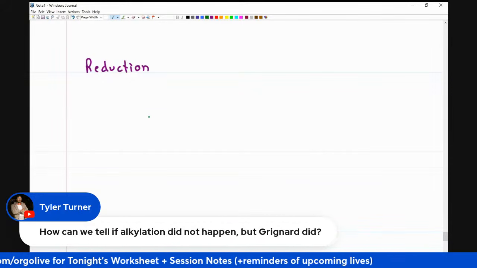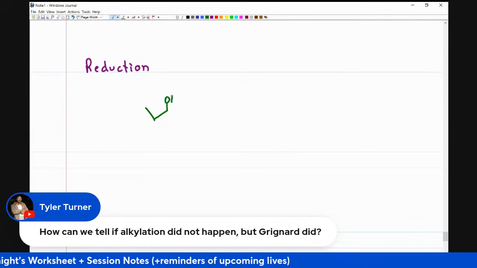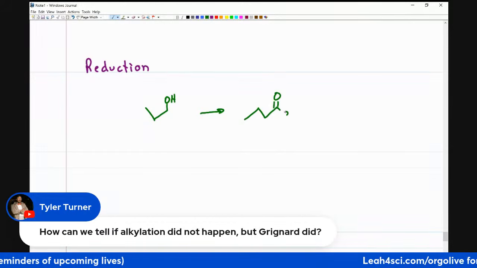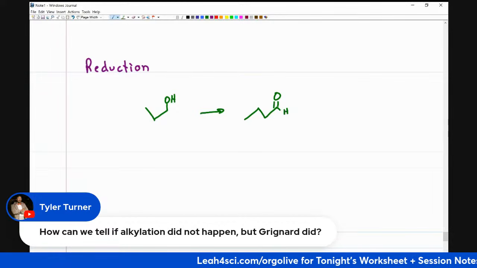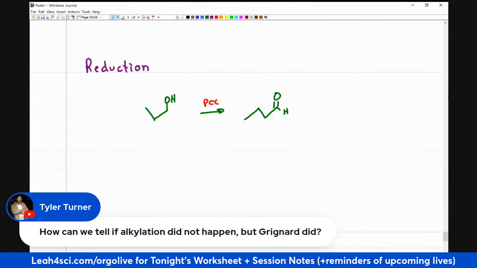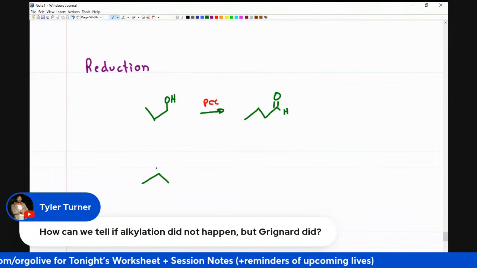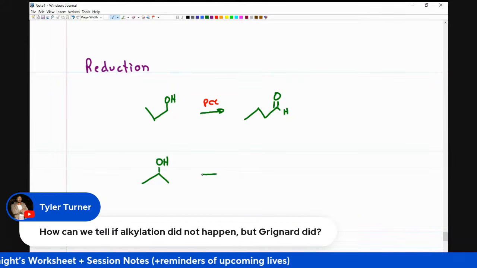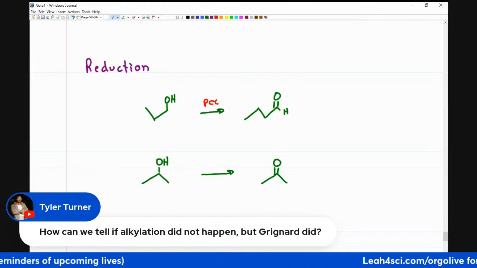Earlier, we talked about the fact that a primary alcohol is going to give me an aldehyde. I don't know why I'm drawing a carboxylic acid. It would give me a carboxylic acid. I'm going to use PCC here because I only want to focus on the aldehyde. And the secondary alcohol would give me a ketone. It could be PCC. It could be anything else. I'm just going to put oxidizing.